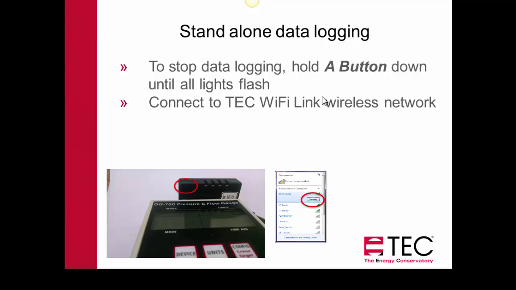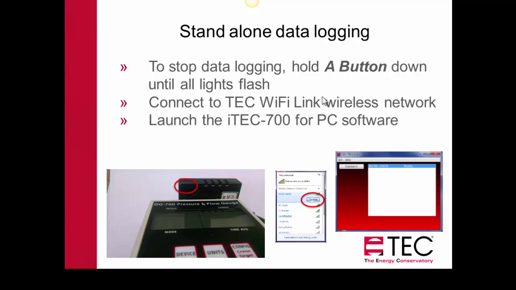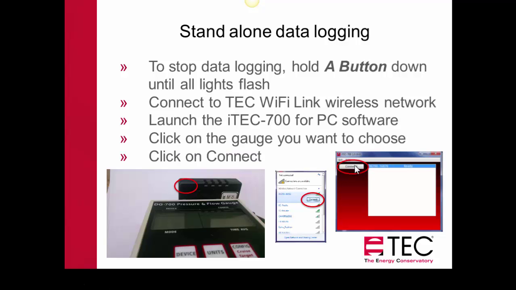Then you'll launch the iTEC 700 for PC software, and you'll look at the Wi-Fi settings, and you'll see your DG700 now, and you'll choose that one and connect to it. Then you'll launch the iTEC 700 software, and remember, you need to click on the gauge before you click on connect. Choose which gauge you want and click on connect.